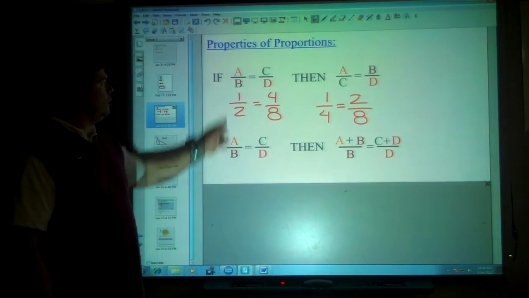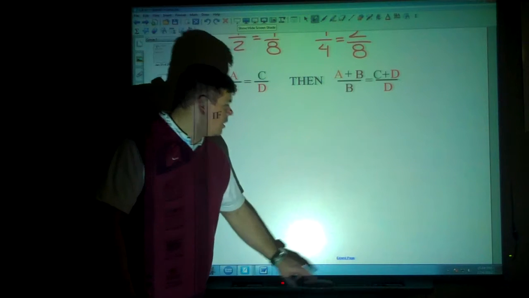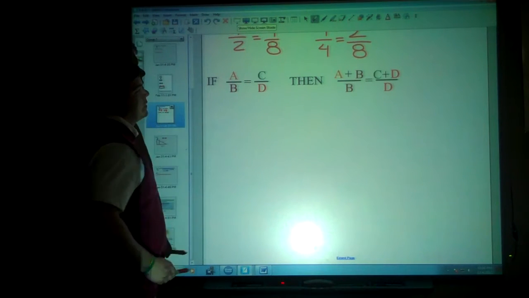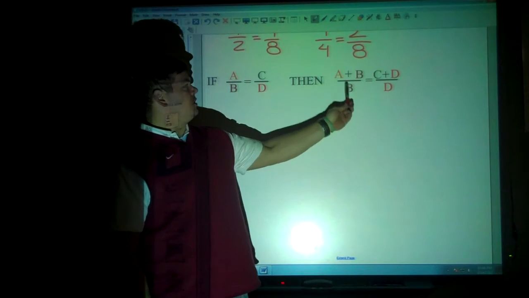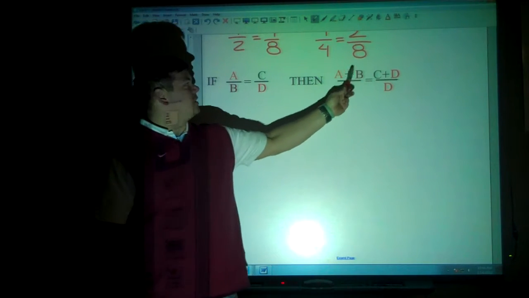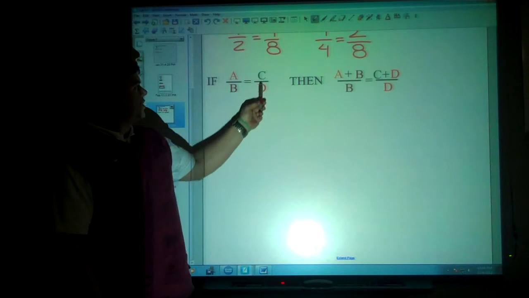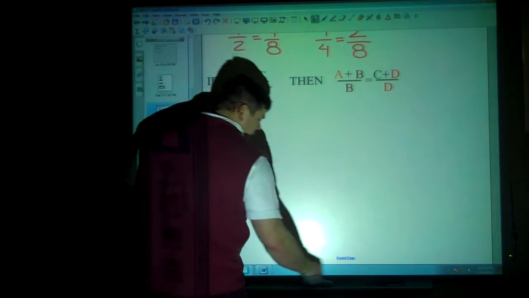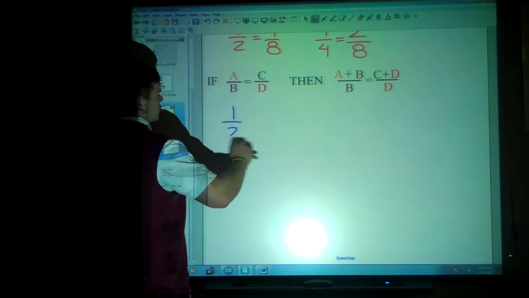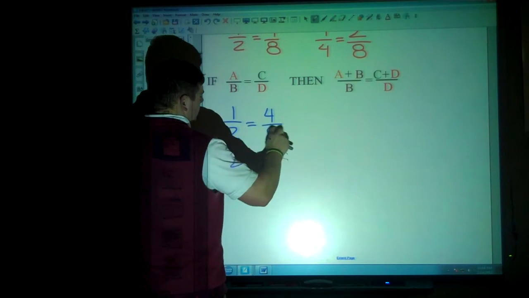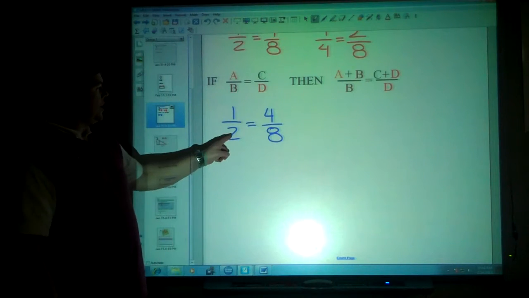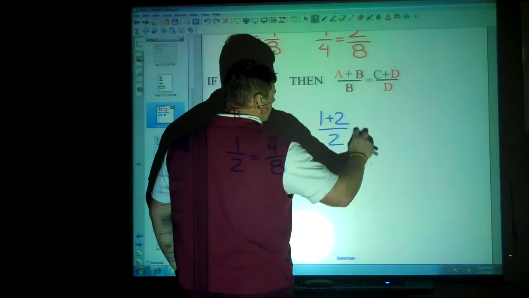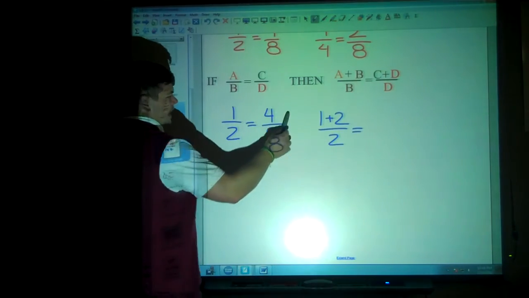Another property, a little bit harder to see what's taking place here, is it says A over B is equal to C over D. So again, we have a fraction that's equal to another fraction. And you'll notice there's the A over B, but it's like they added the denominator to the top. And here's the C over D, but they added the denominator to the top. So let's again use our examples that are pretty easy. We know 1 over 2 is equal to 4 over 8. If we use this concept, the denominator here is 2. So we would end up with 1 plus 2 over 2 is equal to 4 plus 8 over 8.